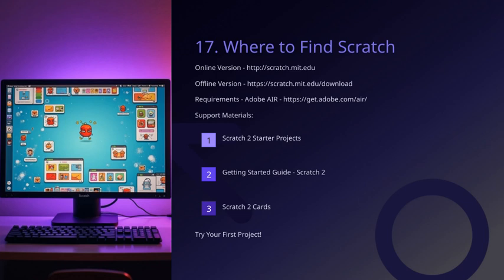To run the offline version, you'll need Adobe AIR, which you can get from get.adobe.com/air. Just a quick note, making sure you have the right requirements helps ensure everything runs smoothly. Also, there are some great support materials to help you get started. These include Scratch 2 starter projects, a Getting Started guide for Scratch 2, and Scratch 2 cards. And remember, the best way to learn is by trying your first project. So I encourage you to dive in and experiment with creating something new. These resources are here to support you every step of the way.